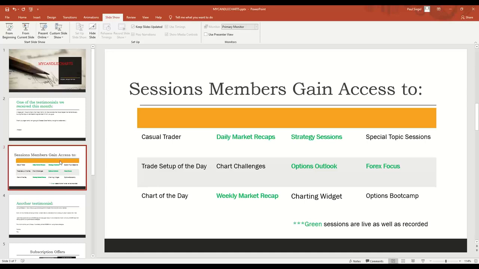Now, this is one of the questions that came up before. What do I actually get access to if I become a member of my candle charts? So what you see here is a listing of some of the sessions. Anything that you see there in green are sessions that we actually do live. And one of the questions that we got is, what time do we do that live? Well, each day, Monday through Friday, we do live daily market recaps. And that's at 3:30 p.m. Eastern time. So that's New York time, 3:30 in the afternoon, which is just before the market actually closes here in the U.S.